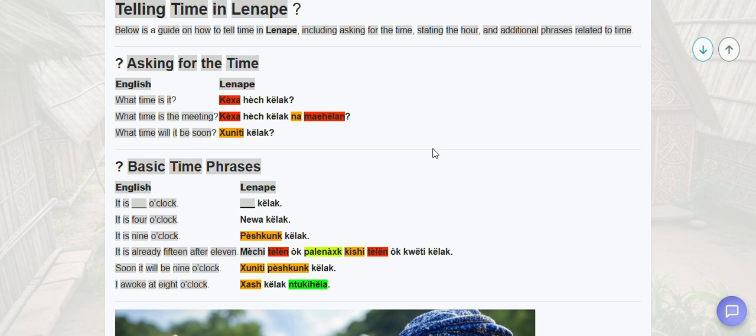So this is about telling time. This lesson is also going to contain information about the days of the week and different parts of the day and similar things like that. So at the top here, just some basic phrases that pertain to the lesson.